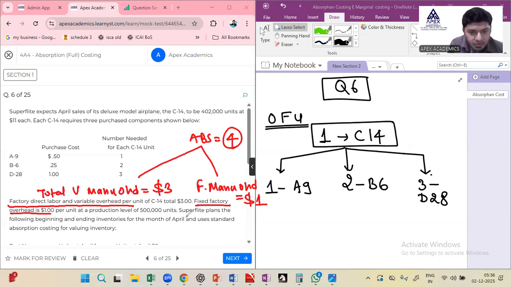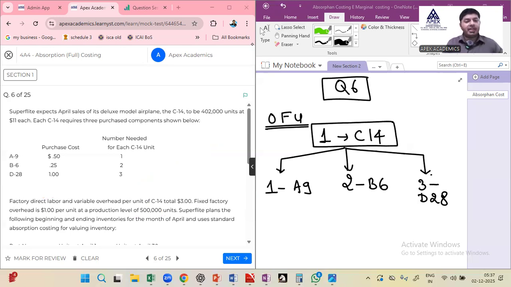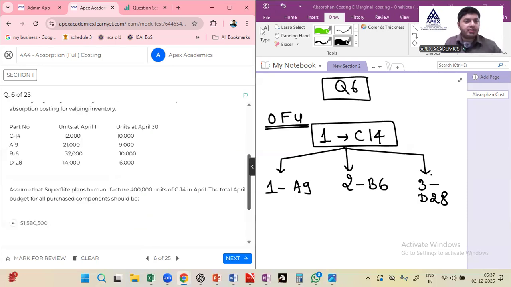Let's go ahead. Superflight, at a unit production level of 5 lakh units. Please try to understand, at a production level of 5 lakhs, fixed factory overhead is $1 per unit. It clearly shows that your fixed budgeted factory costs are 5 lakhs. Now Superflight plans the following beginning and ending inventories for the month of April, and it uses the standard absorption costing method for valuing the inventory. Obviously, under absorption costing, the finished goods inventory is valued at the variable as well as the fixed manufacturing overheads.